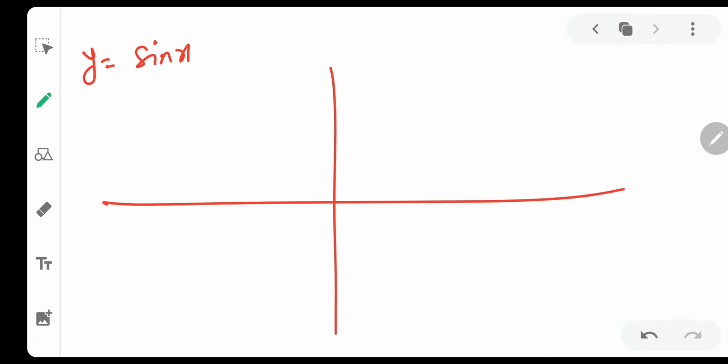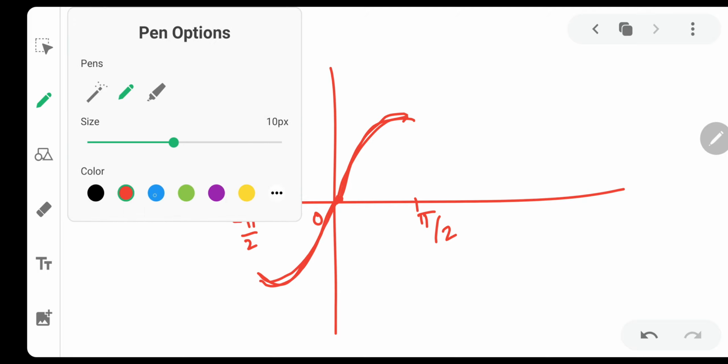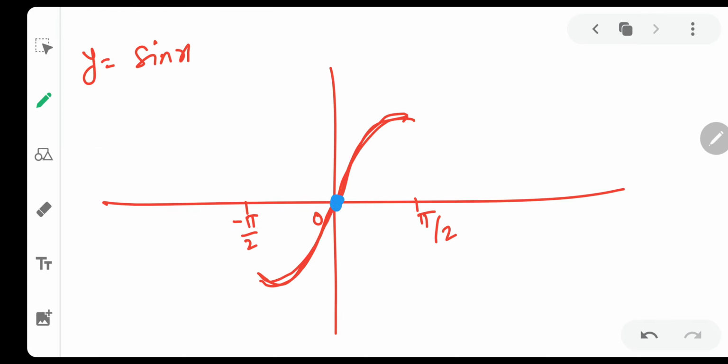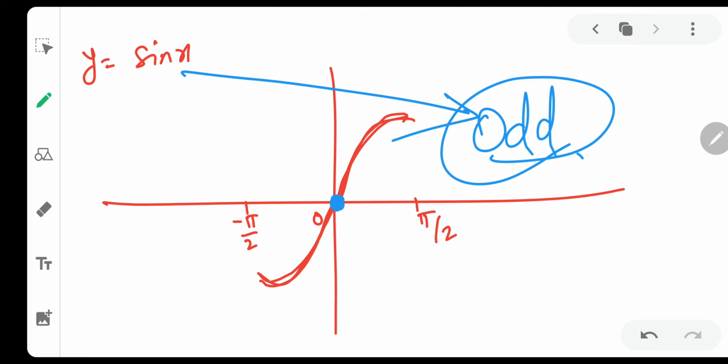Okay, now let us go into trigonometry. Y is equal to sin x. Now that is my personal favorite. Okay, so I am going to draw the graph from 0 to pi by 2, and minus pi by 2. Okay. Now just tell me, is it symmetrical about y-axis? Definitely. Now you will say, no sir, it is not symmetrical about y-axis. But is it symmetrical about origin? Yes, it is symmetrical about origin. See, so symmetrical about origin means it is an odd function. Sin x is an odd function.